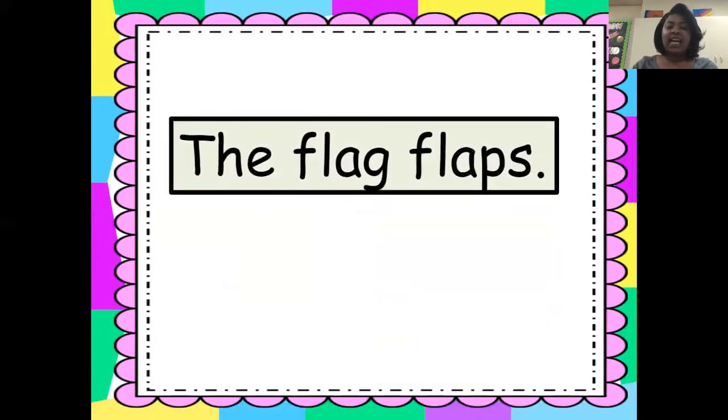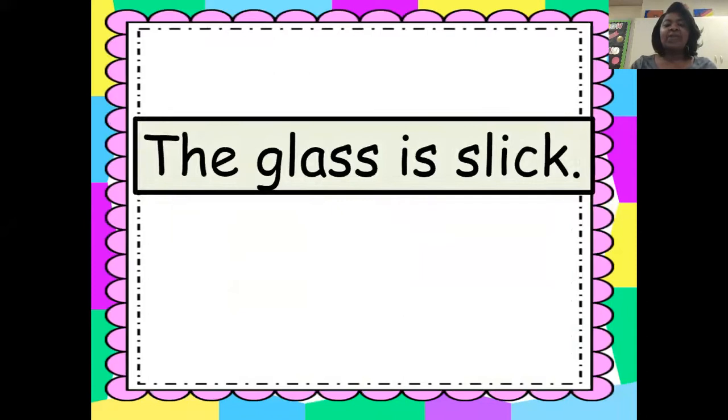The flag flaps. Flag and flaps. You try to read this on your own. The glass is slick. What words have the L blend? Glass and slick.